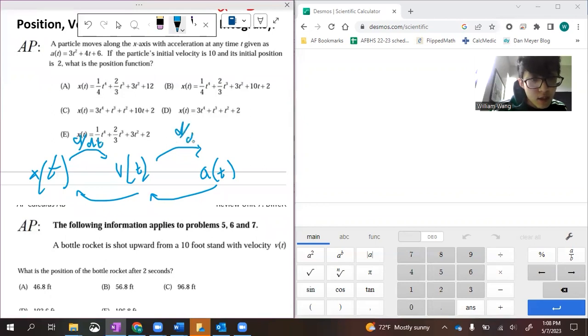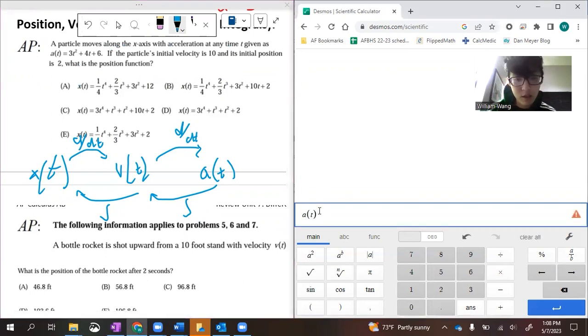And from velocity to acceleration is also derivatives. And when I go backwards, that's integrals. So sorry for my poor handwriting there, but that's the core notes you got to know. All right, so a particle moves on the x-axis with the acceleration of time t, given as this.